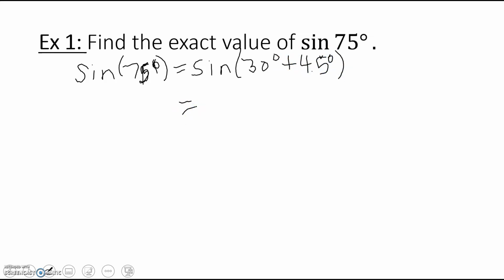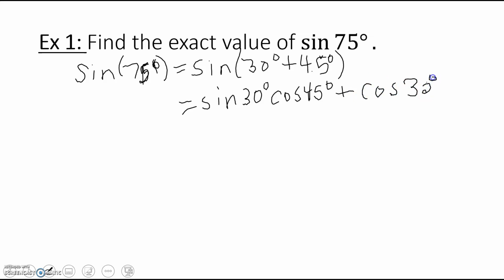All right, and so now we can use our identity. So that's the sine of 30 degrees times the cosine of 45 degrees. And the sign stays the same, so plus, and then you switch them: cosine of 30 degrees times the sine of 45 degrees. And so now you just figure out what those are.